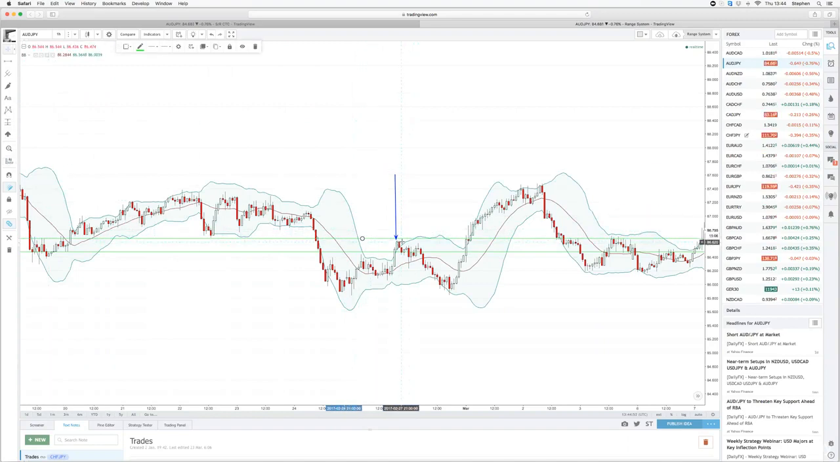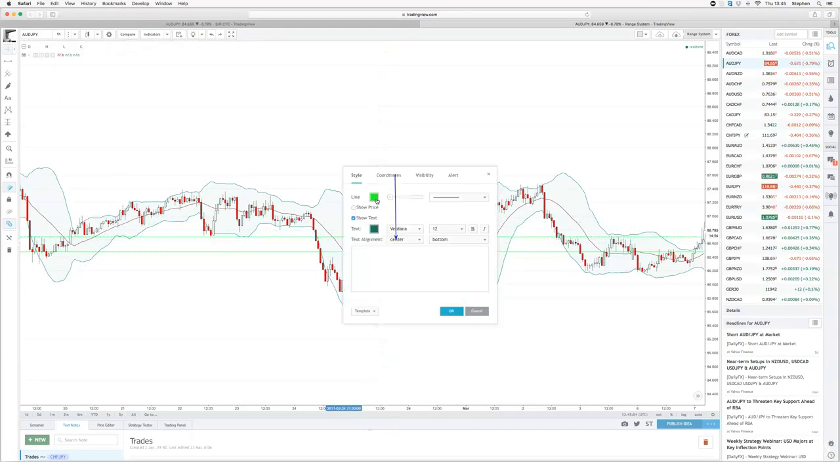That wasn't actually 5 pips, so I'm just going to double check we're getting 5 pips there. Right, so we're a little bit lower. I'm just going to tweak it up. Right, there it is. So that would be my stop loss.